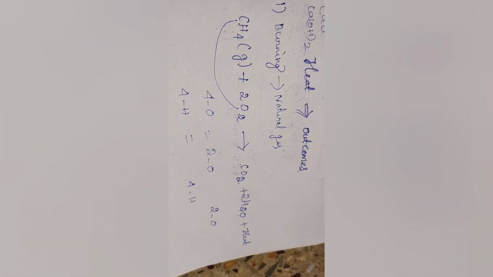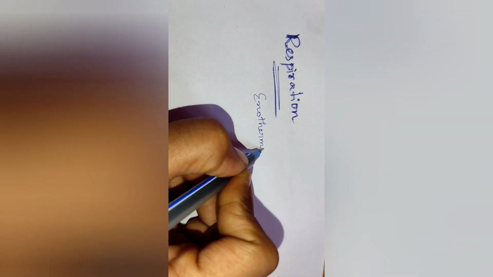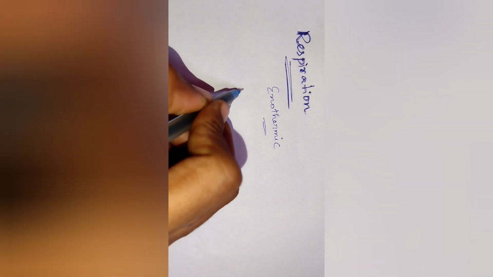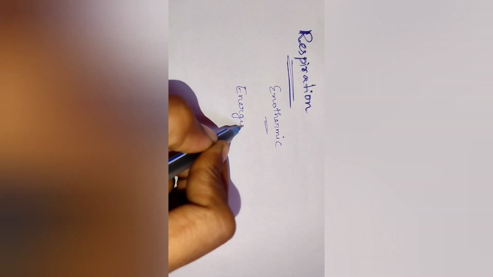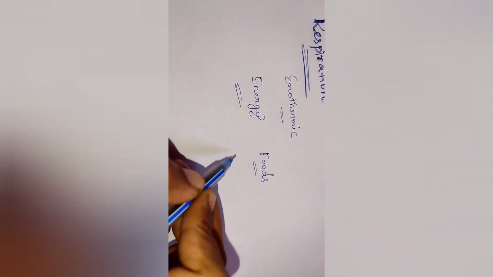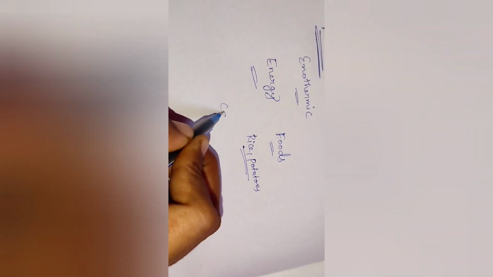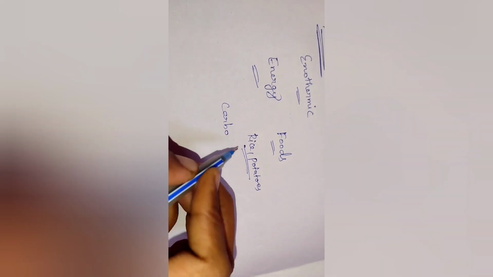Now another example. Respiration reaction is an example of exothermic reaction. How does this come under exothermic reaction? We all need energy to survive. From where are we getting energy? By eating foods. For example, rice, potatoes, bread. These all contain some carbohydrate. In all these, carbohydrate is present.